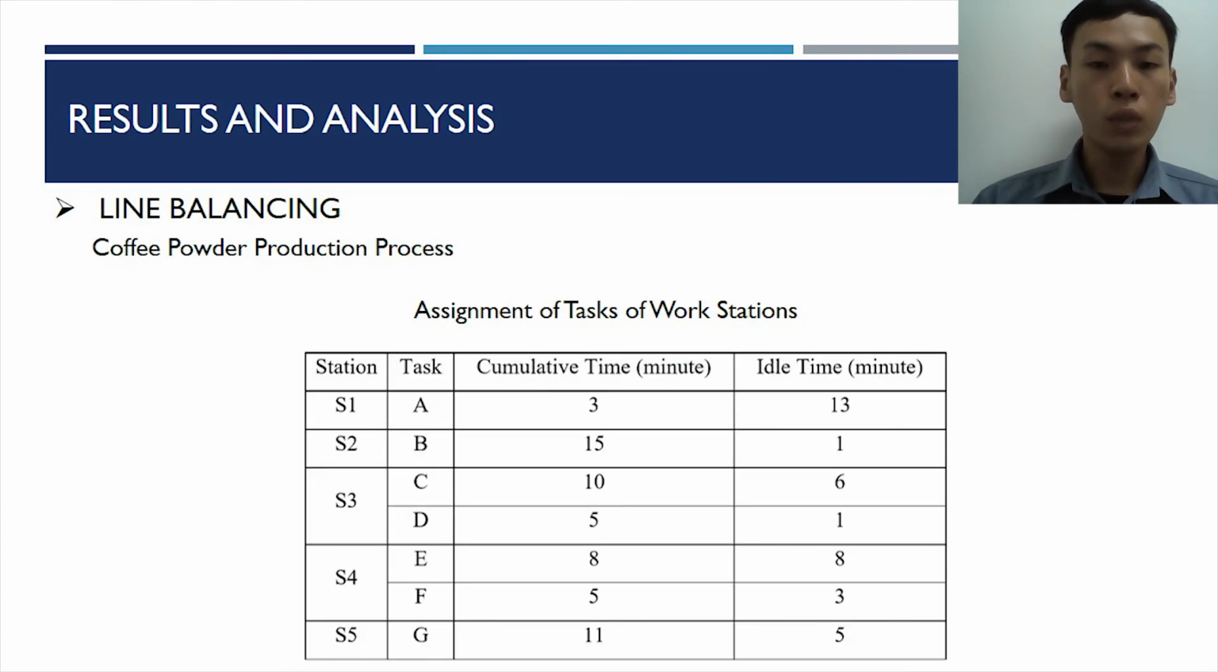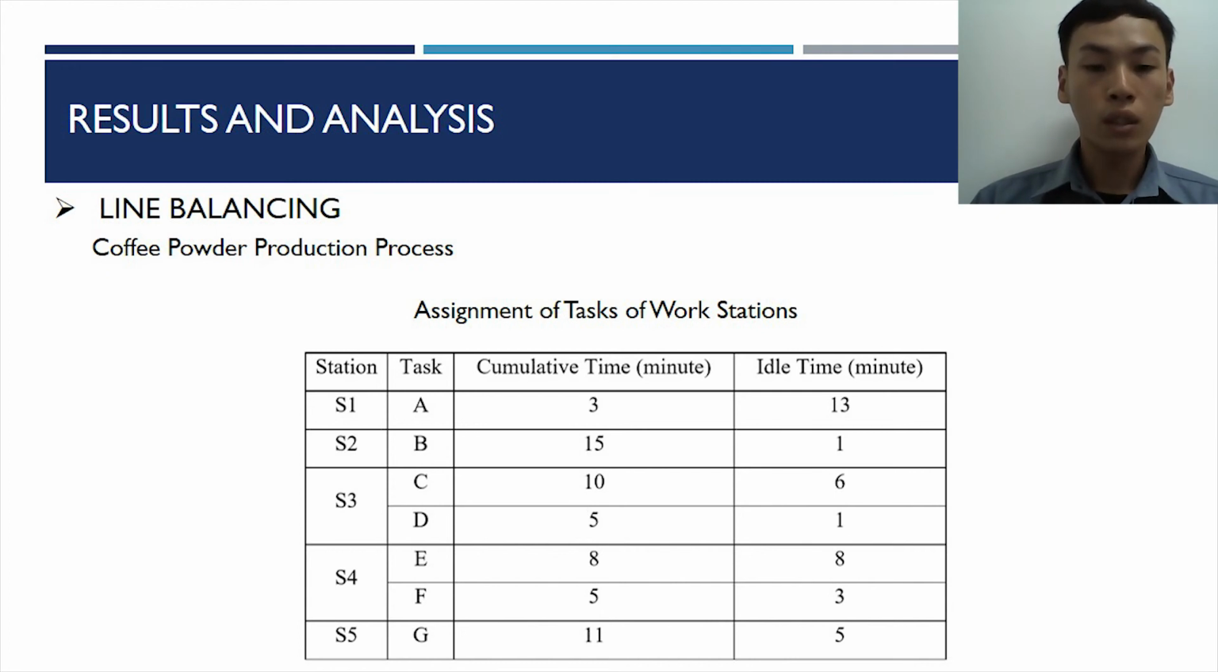For the real workstations, we have to do the table. For station 1, the task going in the station is task A, which has an idle time of 30 minutes. For station 2, task B will go in station 2. The cumulative time of station 2 is 15 minutes and the idle time is 1 minute. Station 3 consists of tasks C and D. The cumulative time is 15 minutes and the idle time is 1 minute.